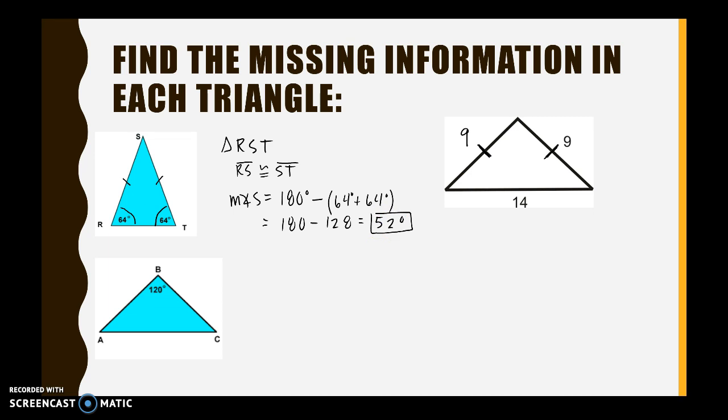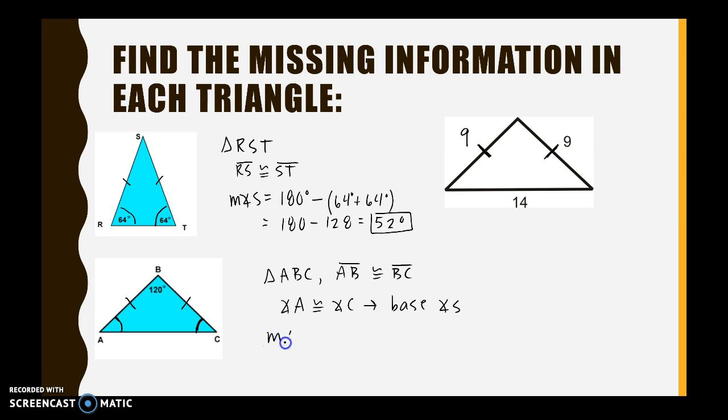Okay, and then in the second triangle, we're missing a little bit of information here. If I tell you in triangle ABC, I know that AB is congruent to BC. So if I add that piece of information, I can put that in there. And now I have an isosceles triangle. Furthermore, I know that angle A has to be congruent to angle C. And why? These are my base angles. They're the angles opposite the two congruent sides.